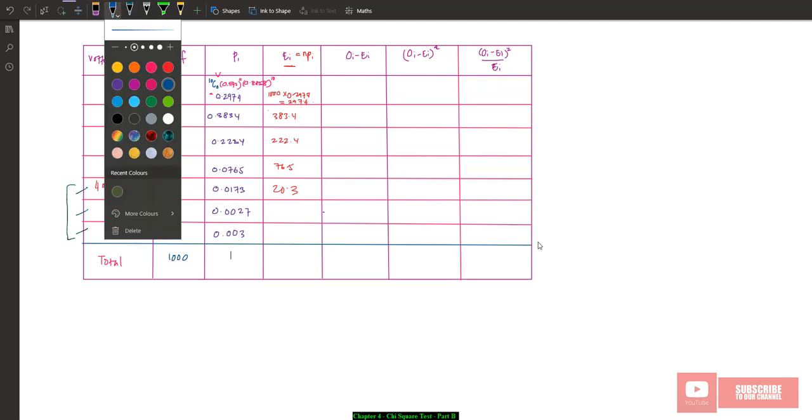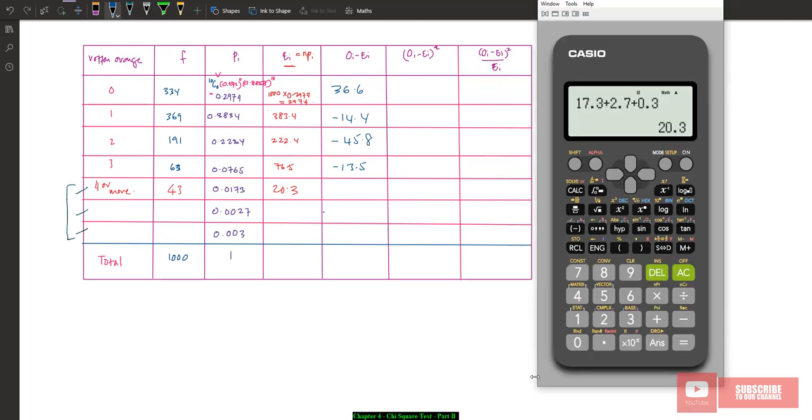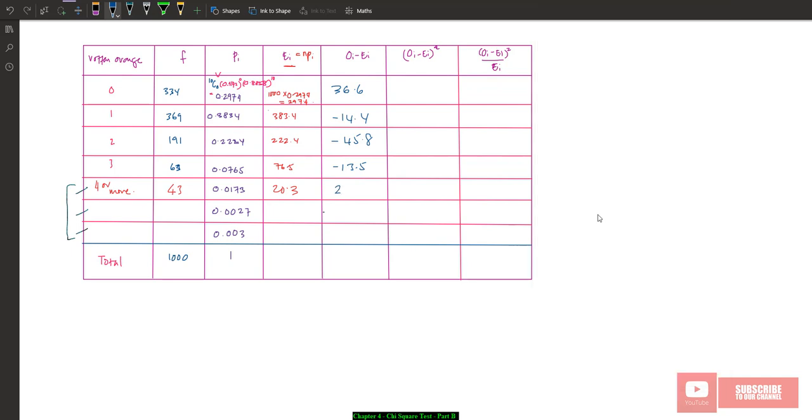So now observed minus expected frequency, 334 minus 297 should be 36.6. This is negative 14.4, negative 45.8, and this is negative 13.5 for this one. 43 minus 20.3 should be equal to 22.7.